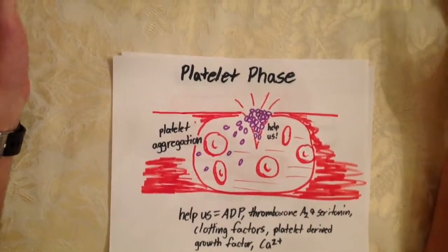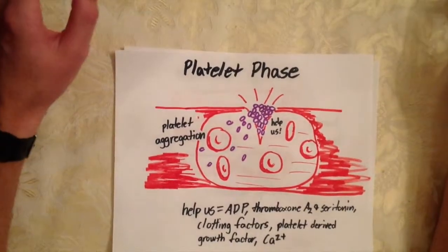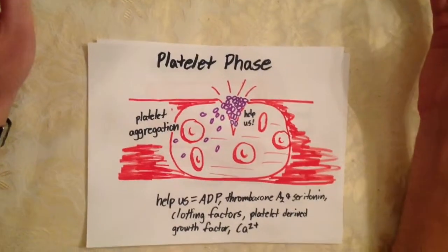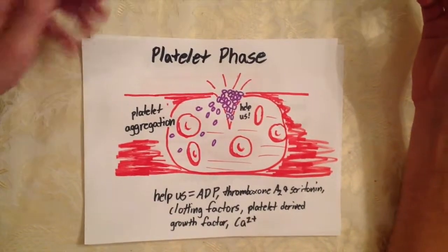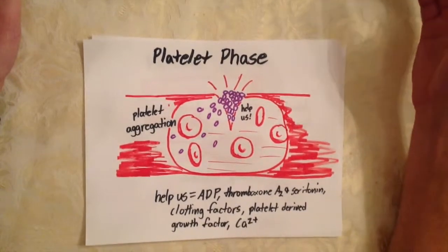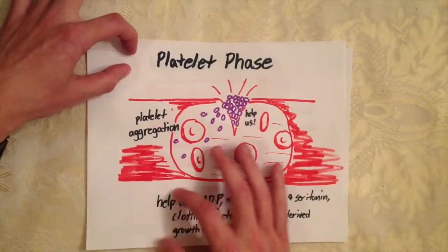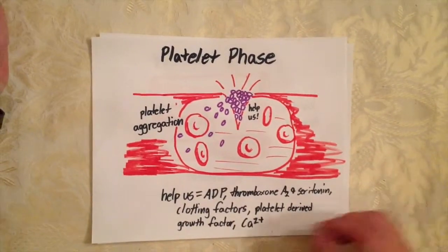During the platelet phase, platelets that are normally in the blood flow move towards the cut and stick to the cut. This is called platelet aggregation. Once these platelets stick to the cut, they release all these proteins listed here. But let's focus on clotting factors.